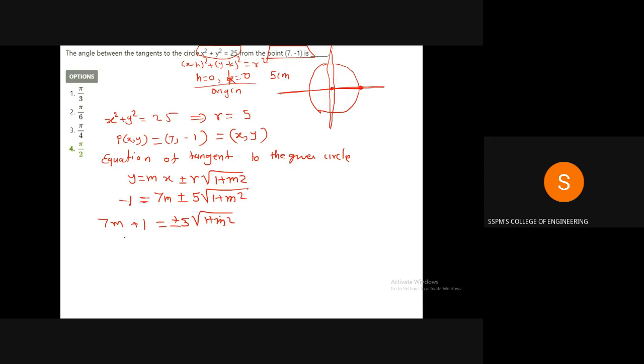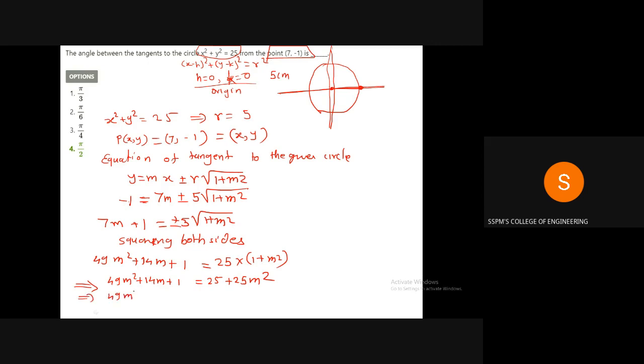So now we will square both sides. Okay. Squaring both sides, we have (7m plus 1) square, that is 49 m square plus 14m plus 1, is equal to what? 5 squared is 25 into (1 plus m square), since the square of the root of 1 plus m square is 1 plus m square. Okay. So now we will simplify this again. We have 49 m square plus 14m plus 1 is equal to 25 plus 25 m square, which implies that 49 m square minus 25 m square plus 14m plus 1 minus 25 is equal to 0.